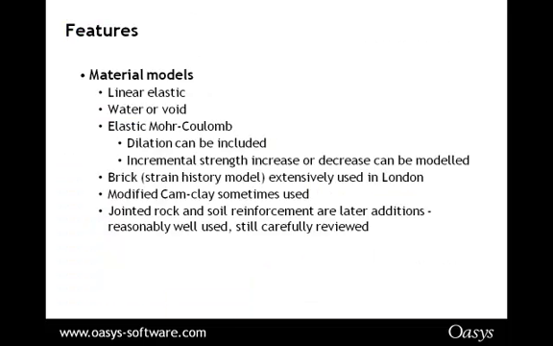Now, one of the major features of SAFE, we feel, is that its material models are extensive. Generally, people do use the elastic Mohr-Coulomb model for soils. But in London recently, we've extensively used soil models such as the BRICK model. We're constantly working with research institutions to produce soil models and update our current models, so we've got some research going on with BRICK. We find that elastic Mohr-Coulomb can model a lot of things in an advanced way, such as dilation and the incremental strength increase or decrease, but BRICK goes that step further in modeling the strain history.